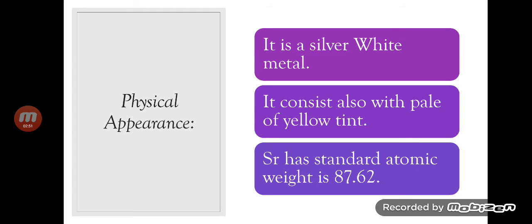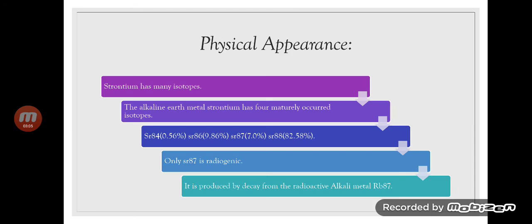Physical appearance. It is a silver-white metal. It also has a pale yellow tint. Strontium has a standard atomic weight of 87.62. Physical appearance. Strontium has many isotopes. Strontium ke bhi dusre jo element hai unhi ki tarah isotopes hain. The alkaline earth metal strontium has 4 naturally occurring isotopes.